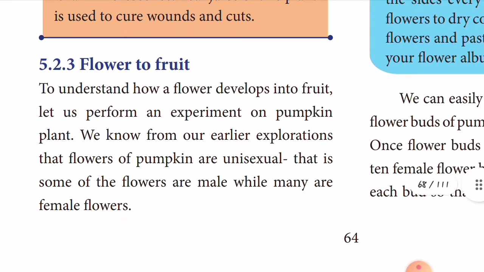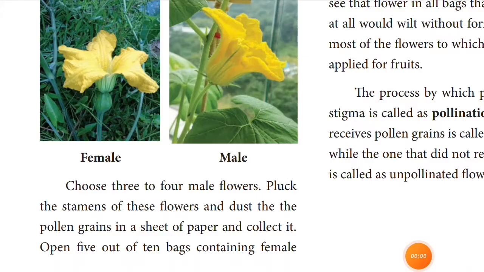Now let's see how flowers develop into fruits. Children, how many of you like fruits? I think many of you like fruits. So how does a flower develop into a fruit? Let us perform an experiment with the pumpkin plant. You know the pumpkin? We know from earlier explorations that pumpkin flowers are unisexual. Some of the flowers are male and some are female.